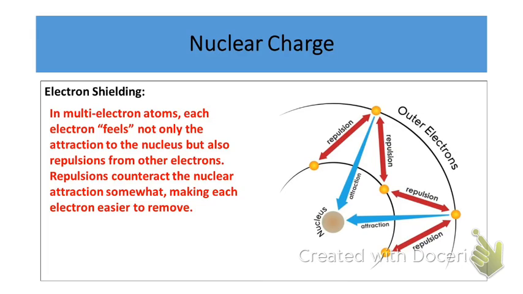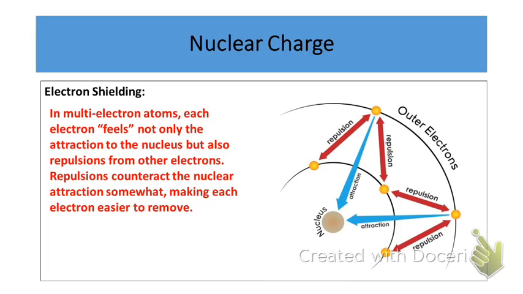So let me kind of clarify this for a minute. When we're talking about removing electrons, we're talking about removing electrons from the outer valence shell. And the stronger the attraction of the nucleus to the valence electrons, the harder it is for us to remove an electron. Right?